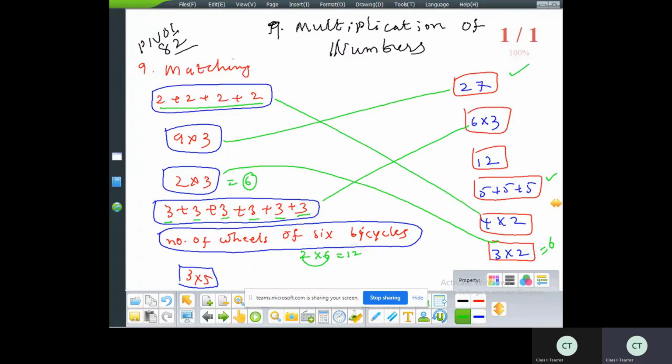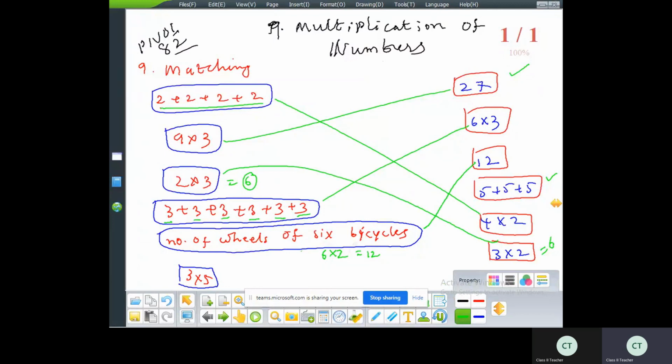1 bicycle has 2 wheels. Here, number of wheels of 6 bicycles. 6 bicycles means 6 into 2. Number of bicycles 6, 6 into 2. 6 1s are 6, 6 2s are 12. Where is the 12? This one is 12. 6 2s are 12.